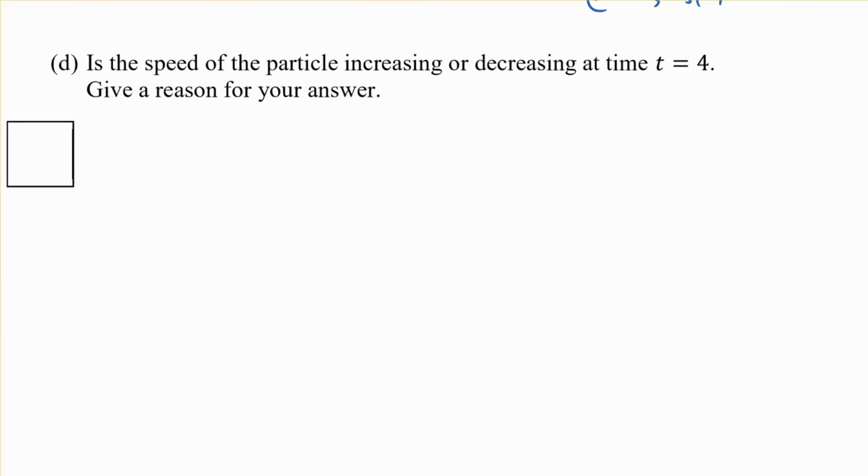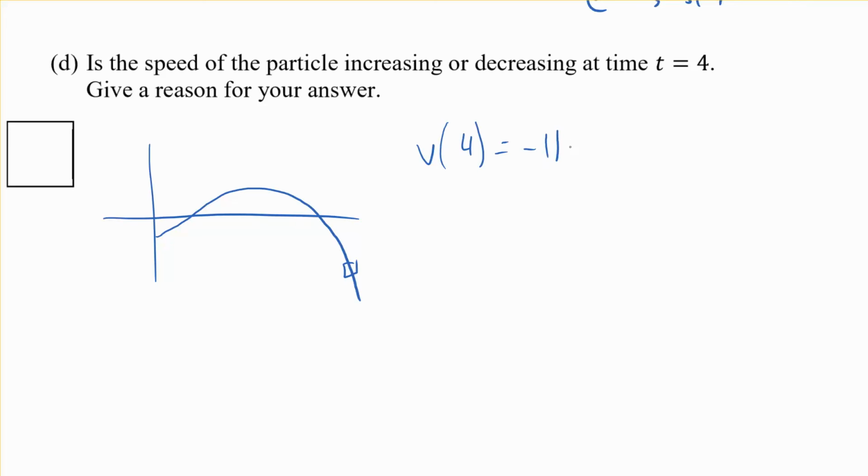And then finally, is the speed of the particle increasing or decreasing at time t equals 4? So I've got my velocity graph again. Here's t equals 4 somewhere over here. So my velocity there is something like negative 11.475. So I had a lot of people write that velocity is negative, therefore the speed is decreasing. The velocity is decreasing. That would be correct.